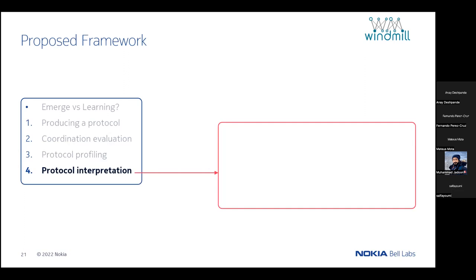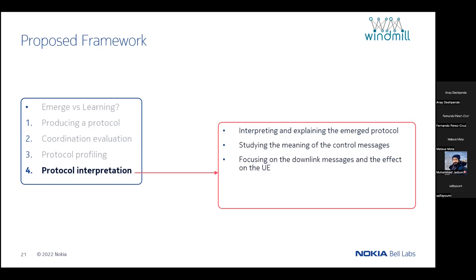And then lastly, I look at the profile of the protocol and I see what they are trying to do, what they are going for, but what exactly are they doing? So you need to interpret the protocol. In this case, you need to interpret and explain the communication actions. The idea here is to study the meaning of the control messages. We are focusing here only on the downlink messages for the UEs, the messages that are received by the users, and the effect of them on the environment actions.